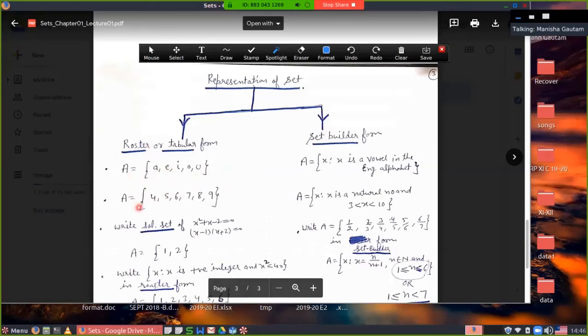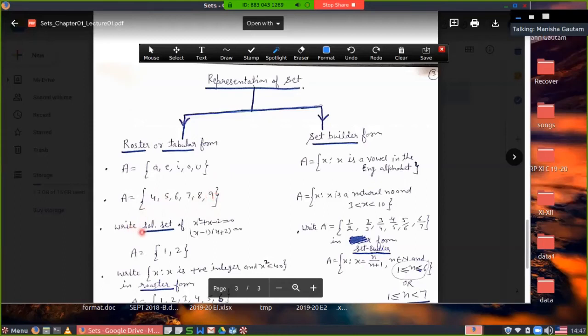Again, if I am writing natural numbers from 4 to 9, the numbers 4 to 9 are written here with comma separation and in a curly bracket. Always you have to use curly brackets. Only curly brackets are used to write down the roster form. No other brackets are accepted.